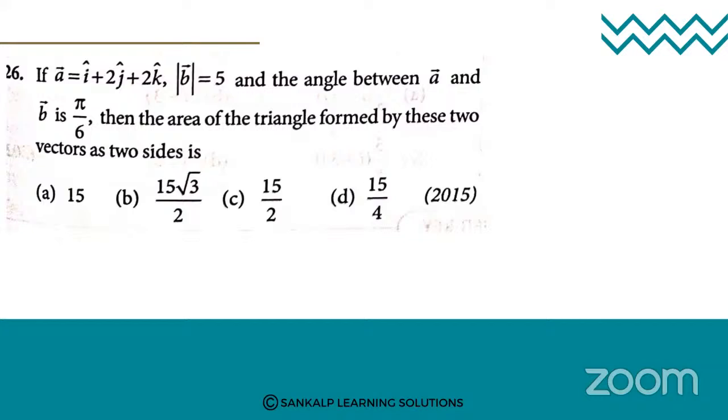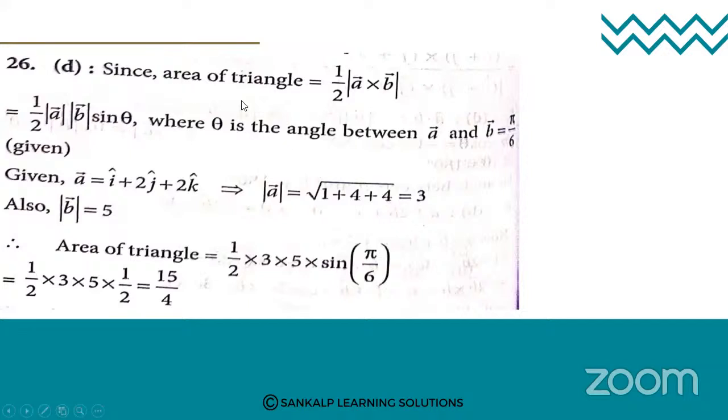So here, the area of a triangle is nothing but 1 by 2 mod of A cross B. That is the formula for the area of a triangle. Mod of A cross B can be written as mod A mod B sine theta, and the mod of the unit vector is 1. We know the angle between the two vectors is pi by 6.